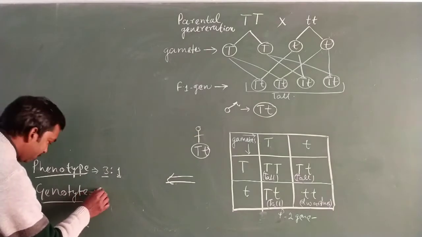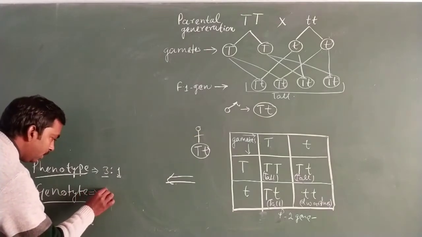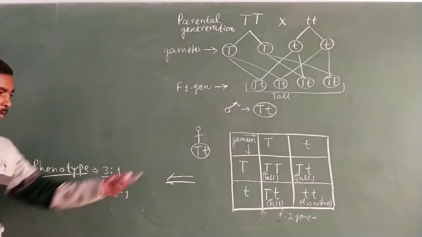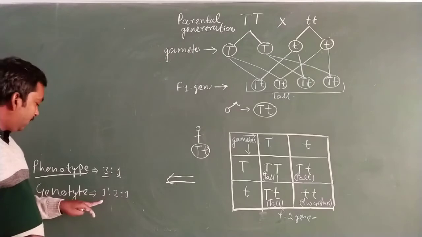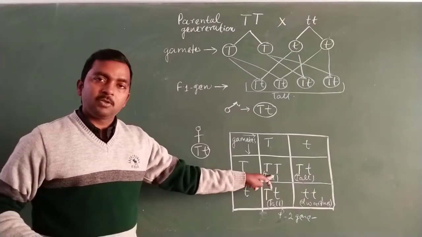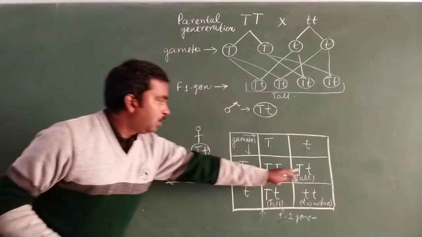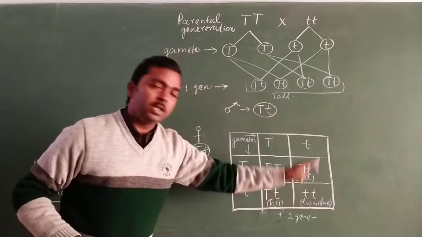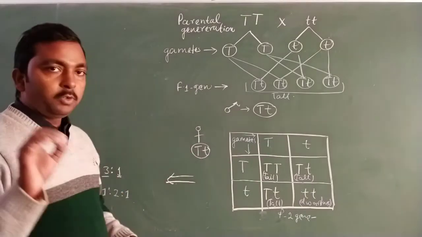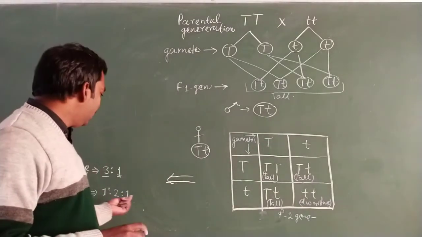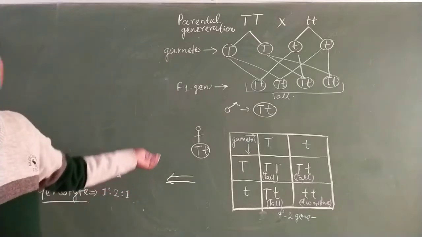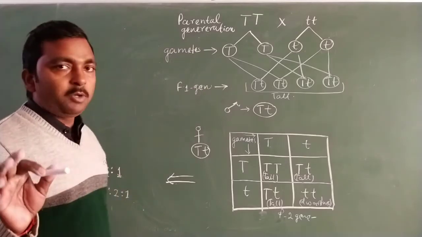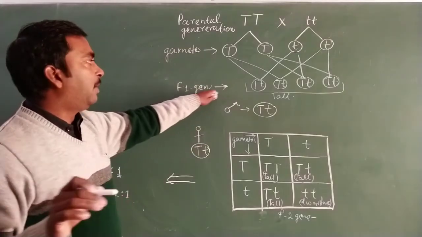So we can write the genotype as 1:2:1 because from the result we can find out that one is for homozygous tall and two is for heterozygous tall, while the last one is for homozygous dwarf. So this is the final result of the F2 generation of a monohybrid cross, and we have discussed the law of dominance from the result in the F1 generation.